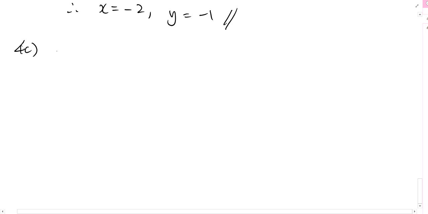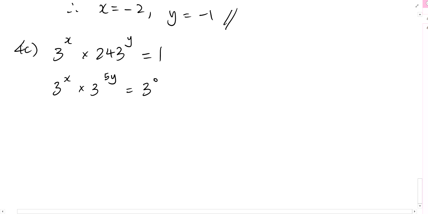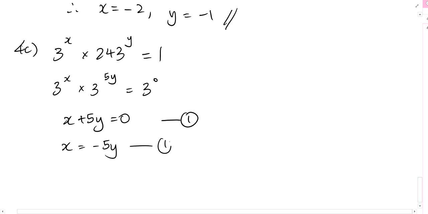For C, 3 power x times 2 for 3 power y equals 1. 2 for 3. Can I express that in terms of 3? That will be 3 power 5y equals, oh, I see the 1. What is the 1 supposed to be? It's 3 power 0. Okay, so x plus 5y equals 0. Equation number 1. Or if you like, x equals negative 5y. Let's call this equation 1 instead.